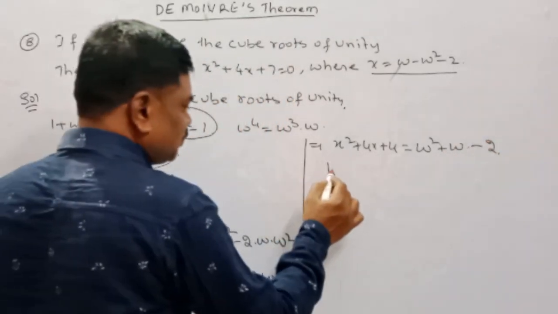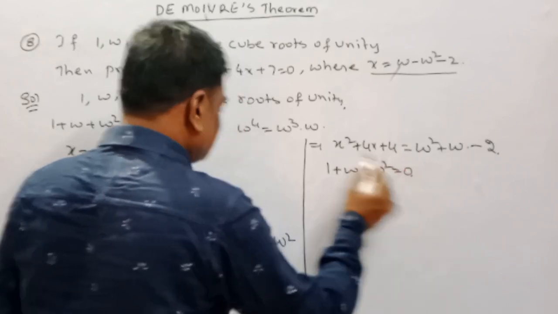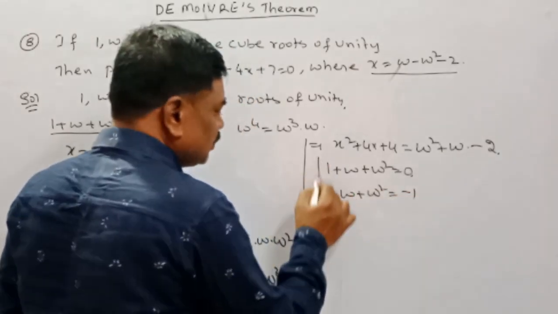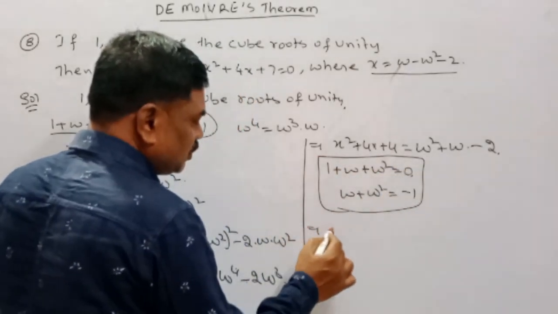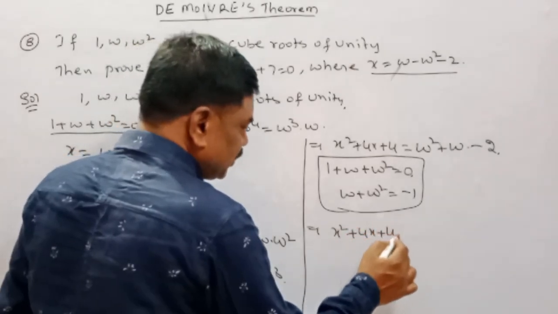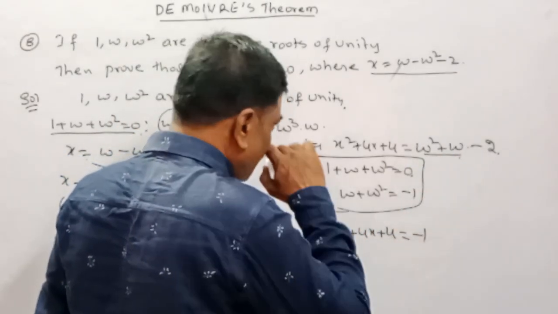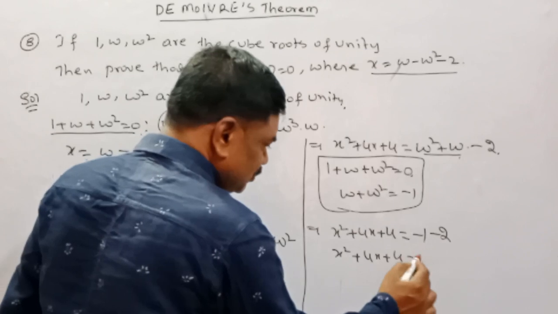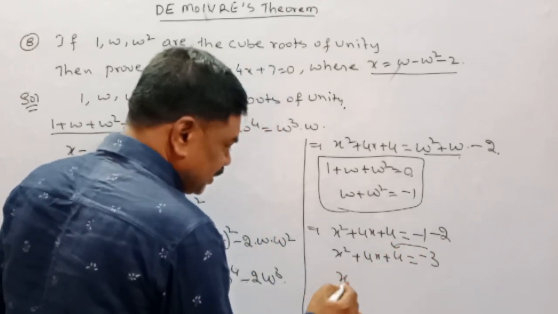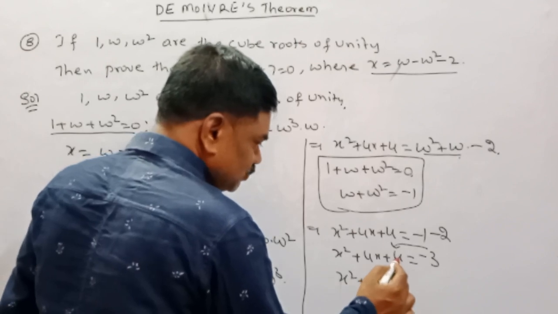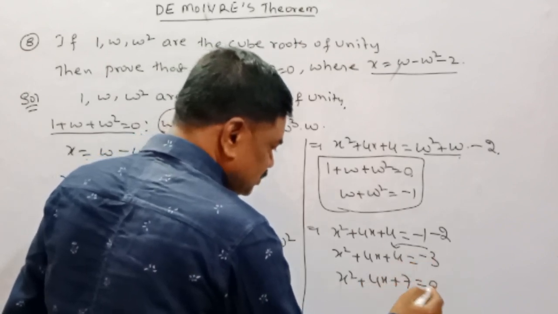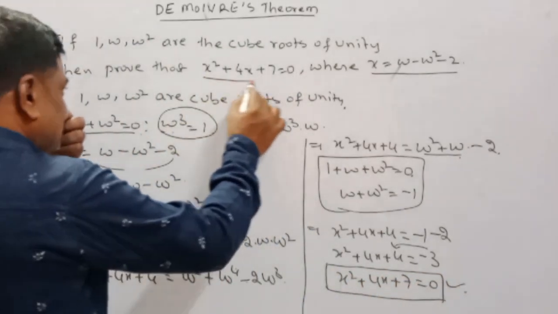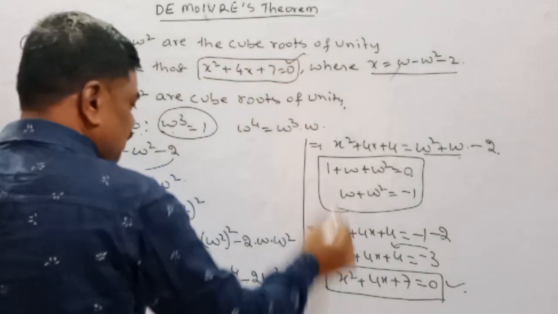But here 1 plus omega plus omega square is equal to 0, so omega plus omega square is equal to minus 1, we know that. So x square plus 4x plus 4 equals minus 1 minus 2, so x square plus 4x plus 4 equals minus 3. You can take it to this side: x square plus 4x plus 4 plus 3, 7, is equal to 0. So x square plus 4x plus 7 equals 0.